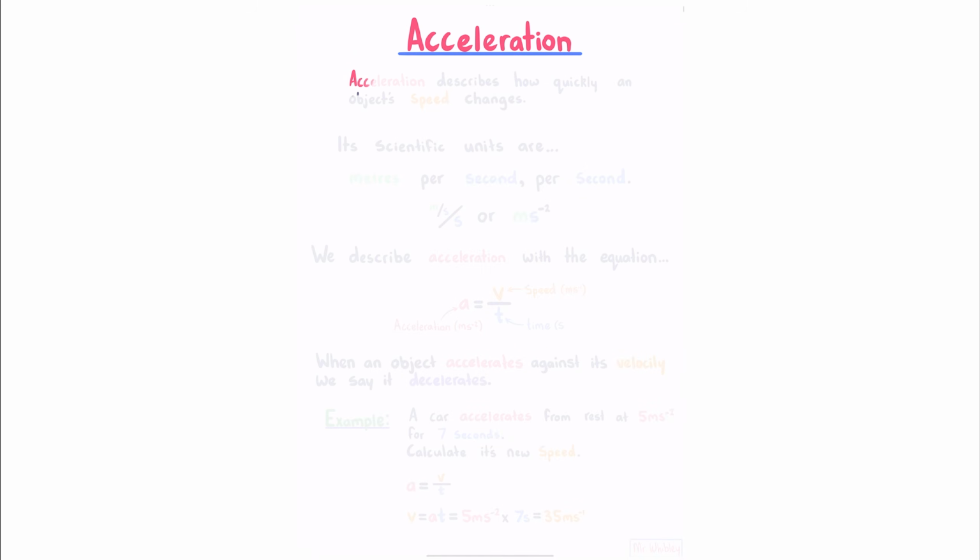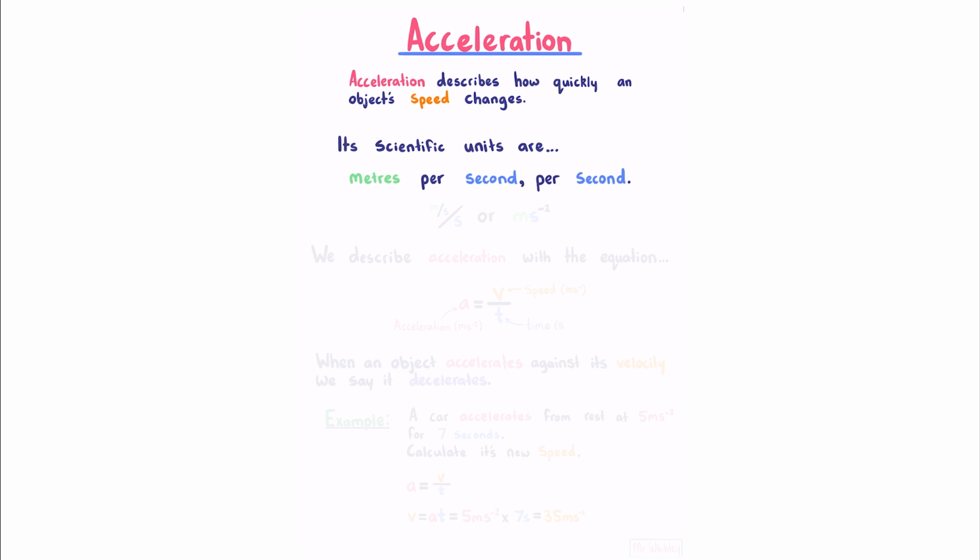Acceleration. Acceleration describes how quickly an object's speed changes. Its scientific units are meters per second, which we can write as meters per second per second, or if you accept that we can write this as meters per second squared, and that 1 over second squared is second to the power of -2, we can also write this as ms^-2. We describe acceleration with the equation acceleration is speed over time.